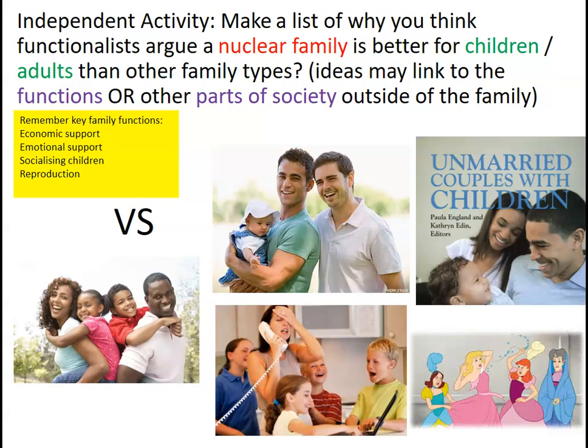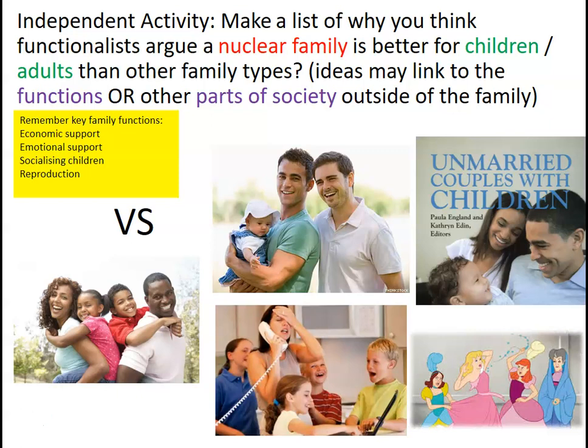So maybe think about that organic analogy, the idea that society works like a human body. All of the different institutions in society need to work effectively together for the whole of society to work. Just like in the human body, all of the organs need to work effectively. If one organ starts to fail, the rest of the body starts to fail. In society, the idea would be that if one institution fails, like the family, then other parts of society would start to go wrong as well. Just a quick reminder of the organic analogy.